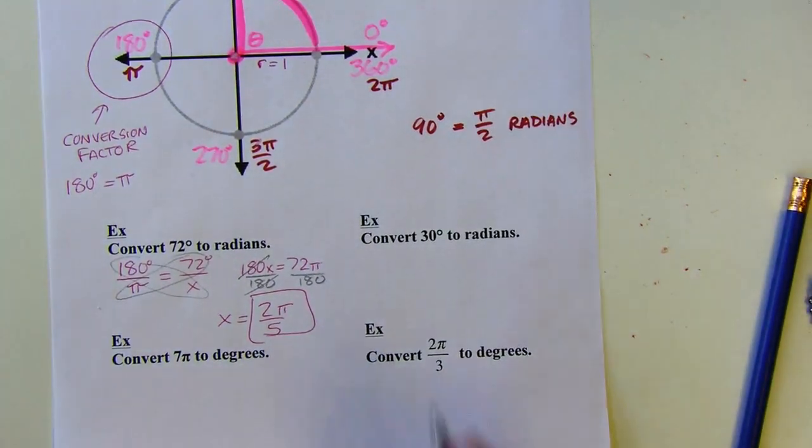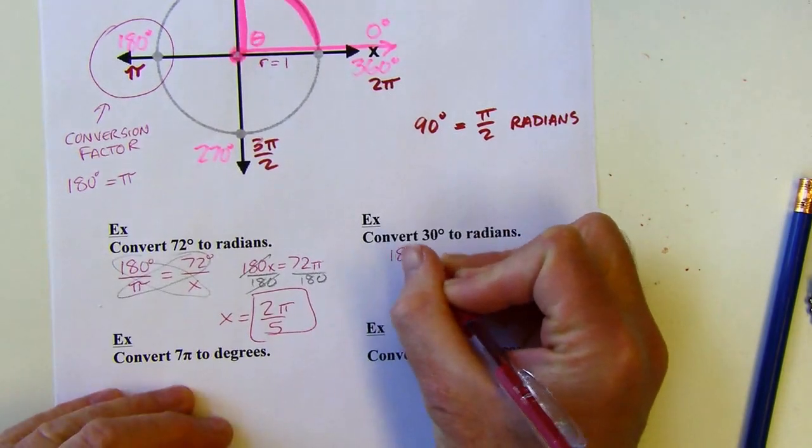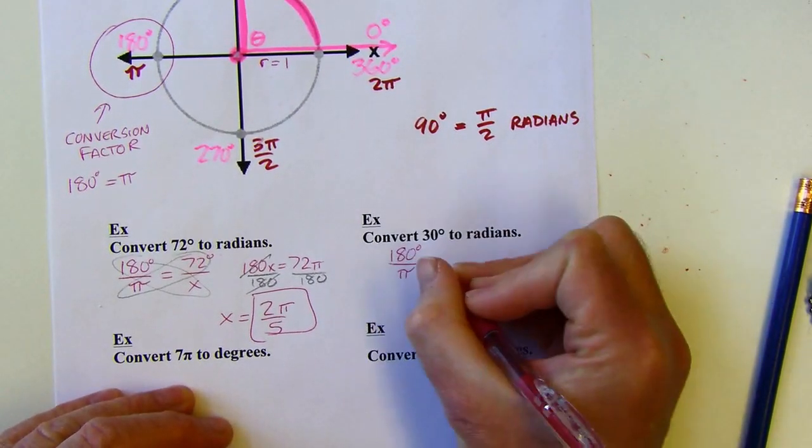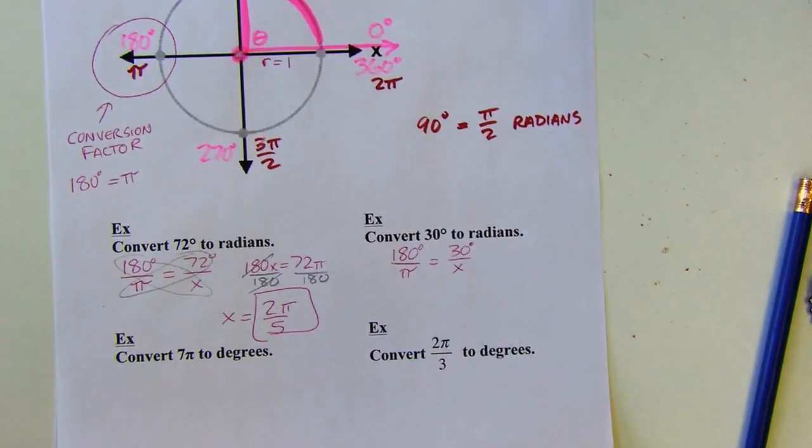Okay? Let's try converting 30 degrees. I'm going to use the same conversion factor. 180 degrees is to pi radians as 30 degrees is to, I don't know how many radians, but let's find out.